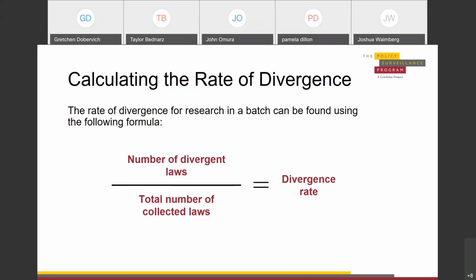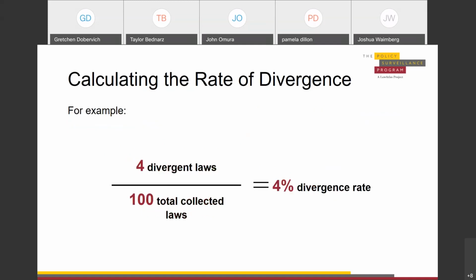If it is below 5% for your batch, you should feel free, if you're feeling comfortable, to drop your redundant research. So in this example, there were 4 divergent laws out of 100 total laws collected. So the result, that's a 4% divergence rate. We can then drop to about a 50% redundant research assignment for the next batch of jurisdictions.